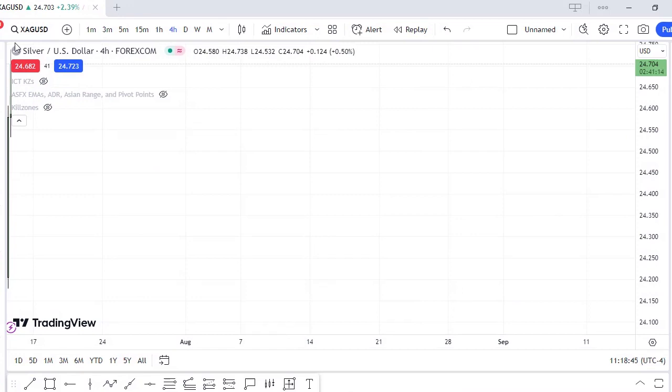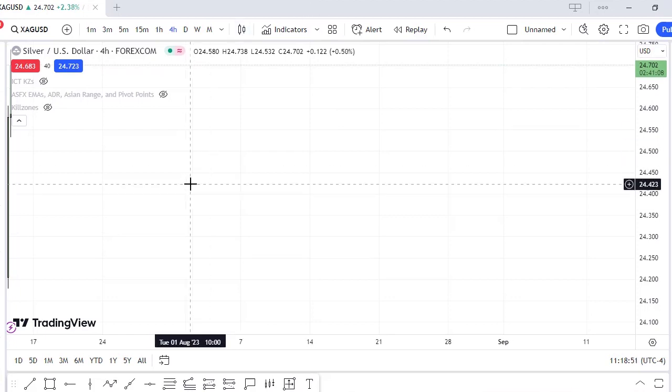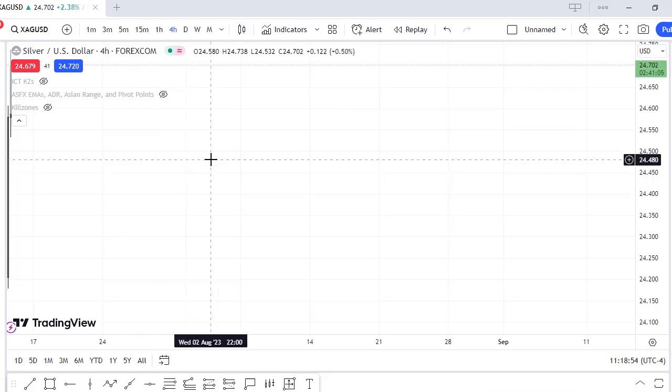Hello guys. I am Ryan Trader and today I'm going to show you one of the best forex strategies, which is SMT divergence. We are going to see what SMT is, how we can use it, and some examples of that.